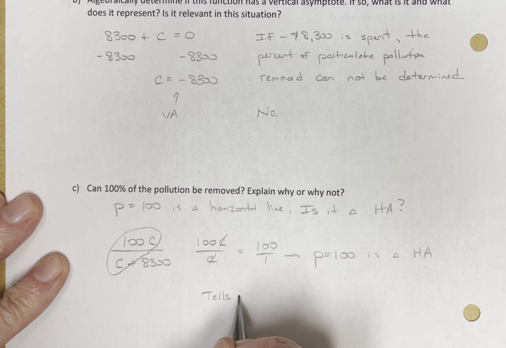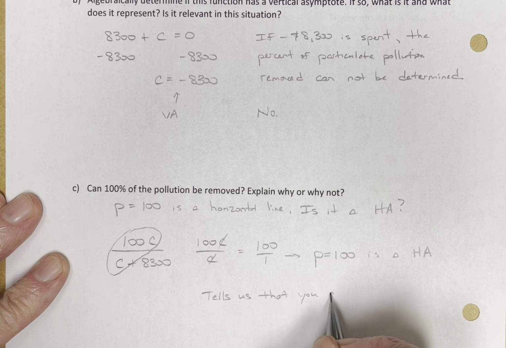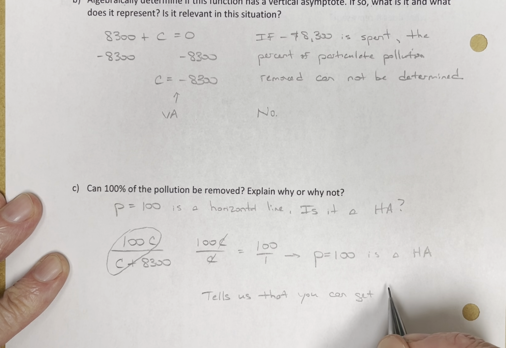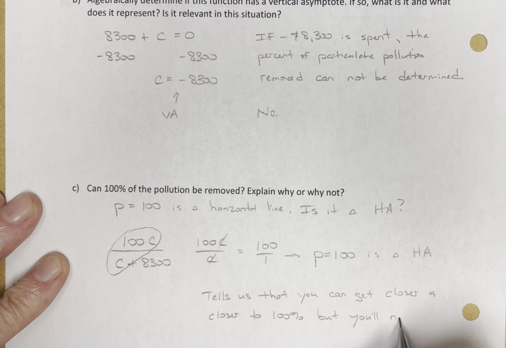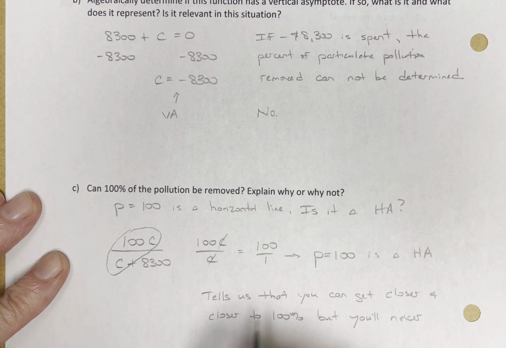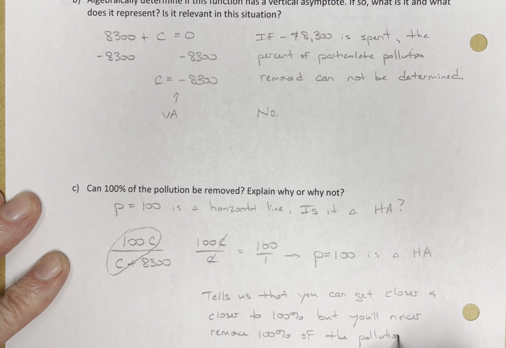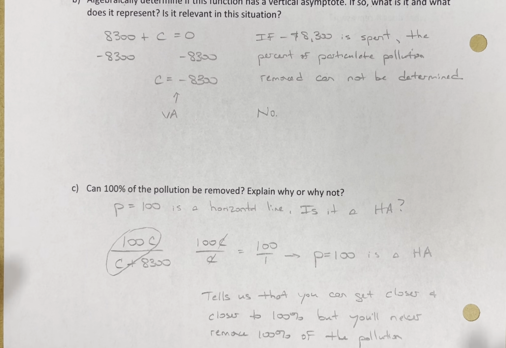It tells us that you can get closer and closer to removing 100%, but you'll never remove all 100% of the pollution, because we have a horizontal asymptote at 100. We're never going to do it.